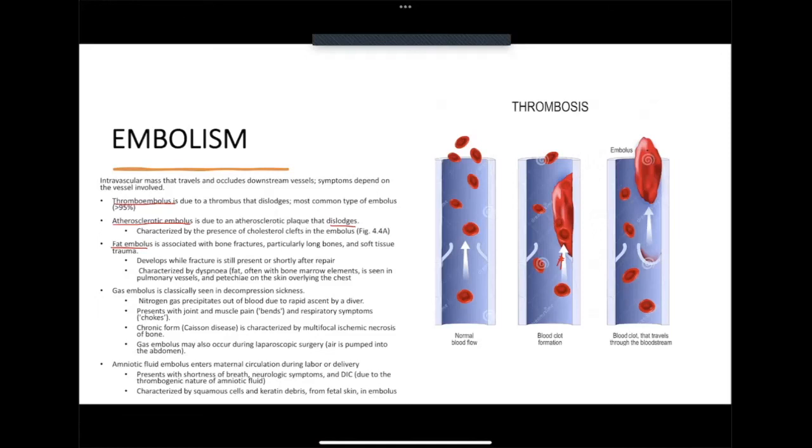The same with gas embolus. In Caisson's disease, for example, if you rapidly ascend from scuba diving, you have nitrogen gas that precipitates in your blood. So the main thing to do is to ascend slowly. Then there's amniotic fluid embolus, which enters the maternal circulation during labor and delivery. And what did we say that amniotic fluid contains? Tissue factor 3. So this can cause DIC.